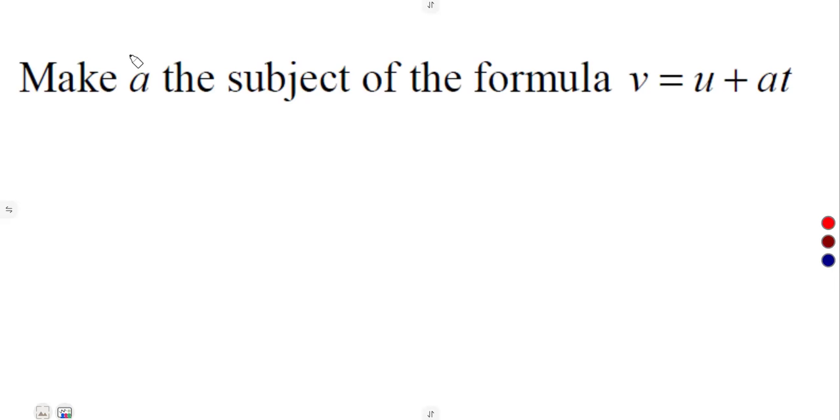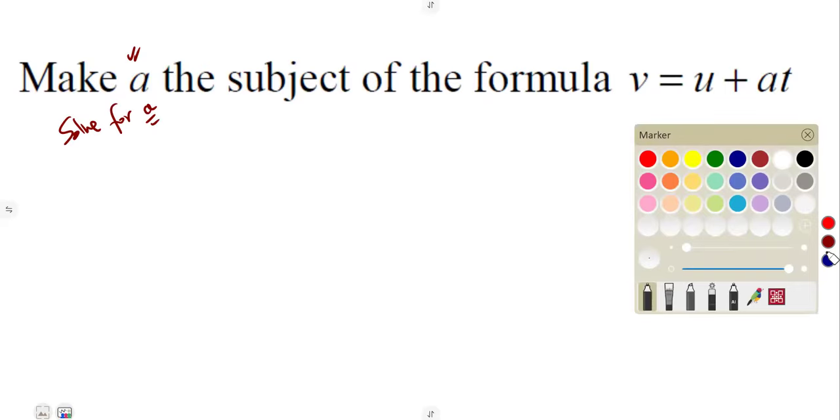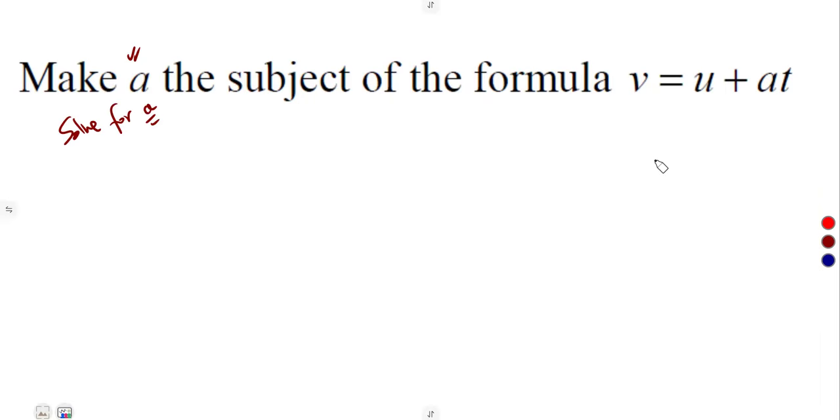Make A the subject. It is simply solve for A. I want you to put it this way: each letter represents a certain number. V, let it be 3. U, let it be 2. And our T, let it be 5, like that. So it's going to be 5A.